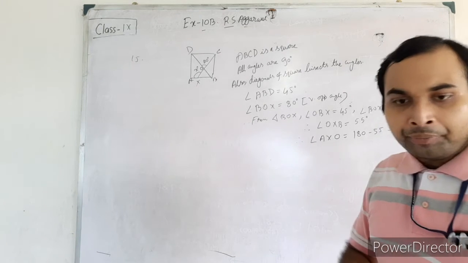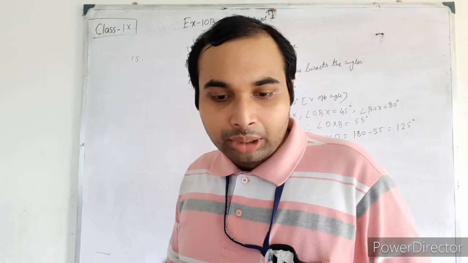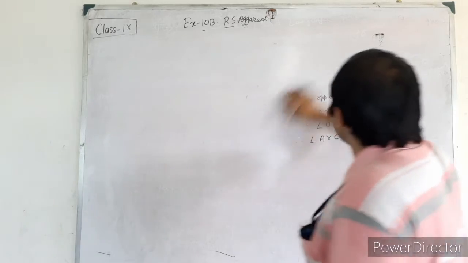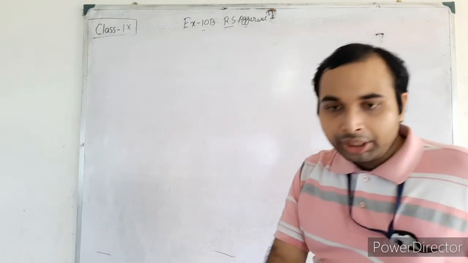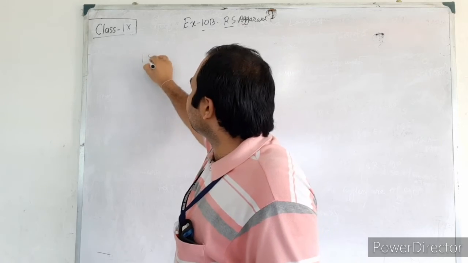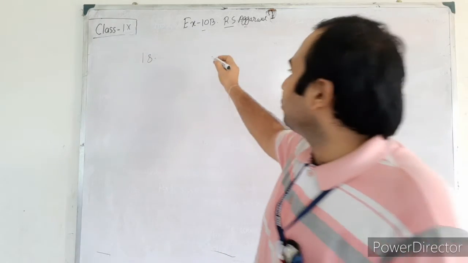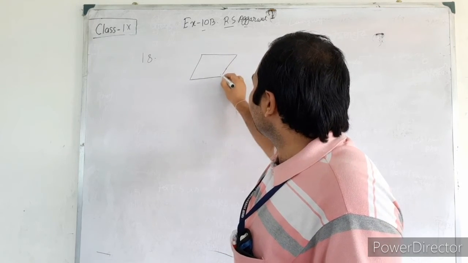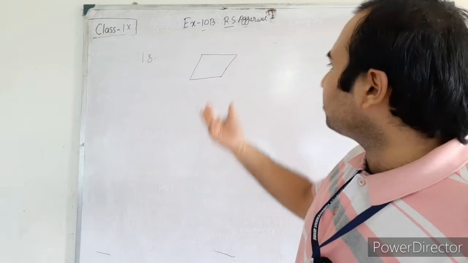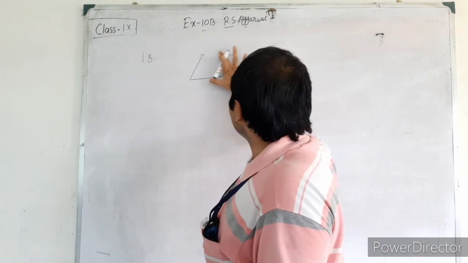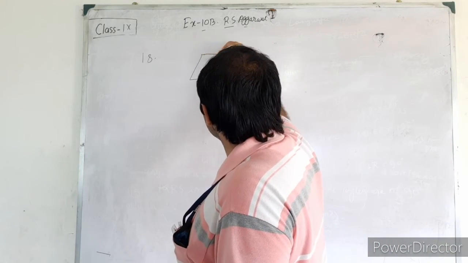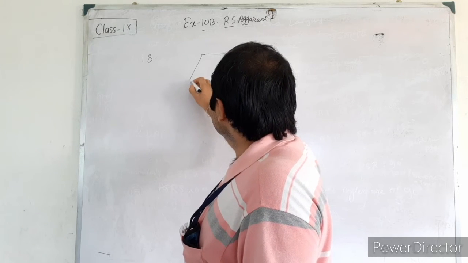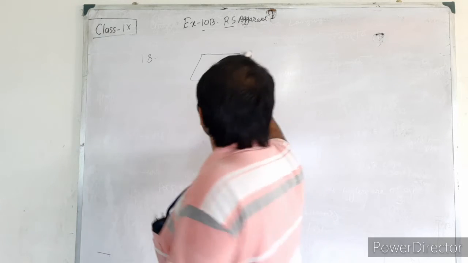Okay, and the last one here, that is number 18 now. Number 18, here also one figure is drawn, one parallelogram is given. This is one parallelogram. Actually I am drawing with free hand, that's why I am not using any geometrical instruments, that's why the figures are quite rough. Okay, I am drawing.